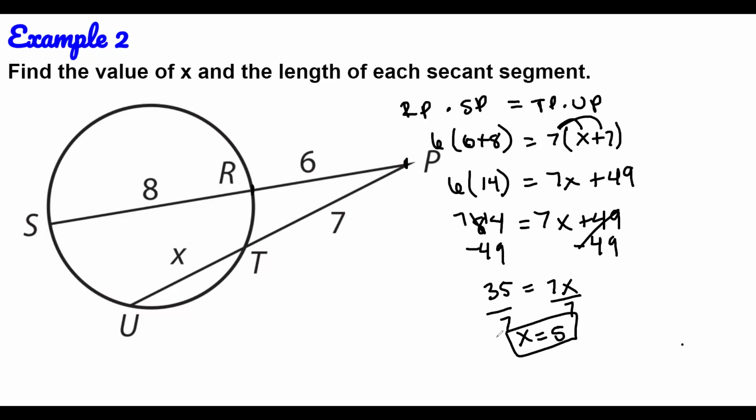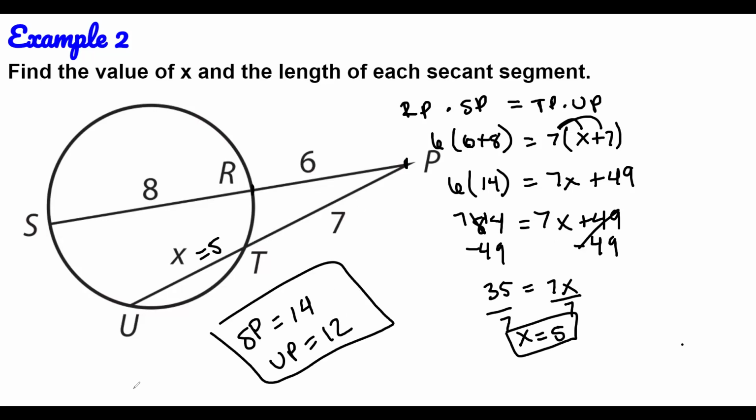Raise your hand if you got that. All right, so this is 5. Now we can find each of the secants. We already found SP. SP is 14. And all we needed to find is UP. UP is 5 plus 7, which is 12. Okay. All right, how do you feel about these guys?